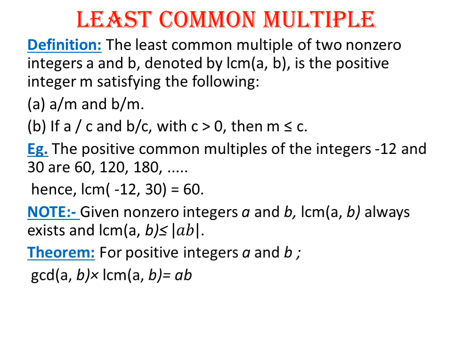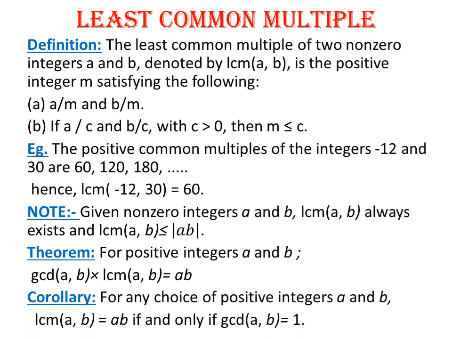Now there is a theorem which defines the relation between GCD and LCM. That is this: for any positive integers a and b, the product of GCD and LCM is the same as the product of the integers. Always remember. That is, GCD into LCM is equal to their product a into b. And a corollary based on this: if we have GCD of a and b as 1, then obviously by using the above theorem, LCM will be just the product. Clearly, if GCD is 1, then LCM will be just the product ab, which is obvious.